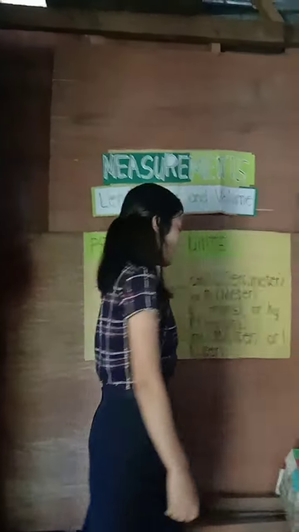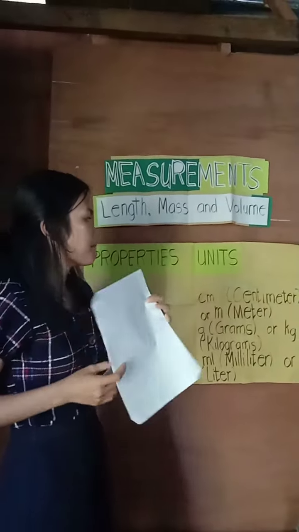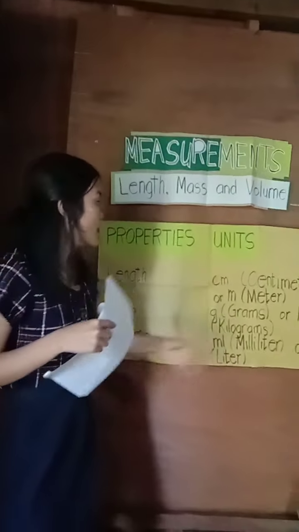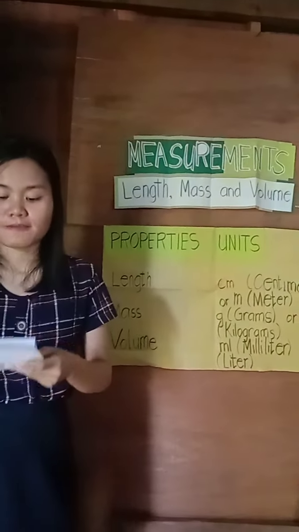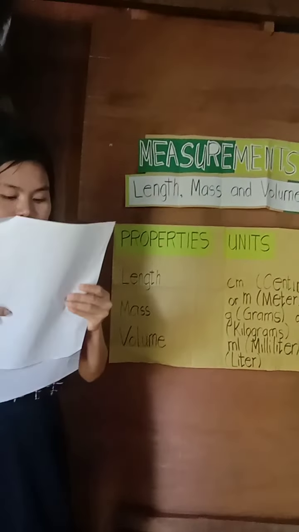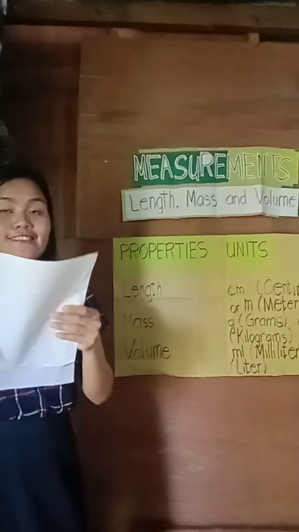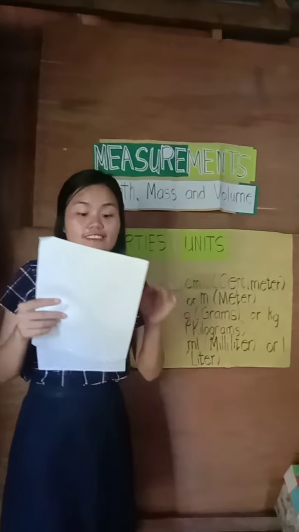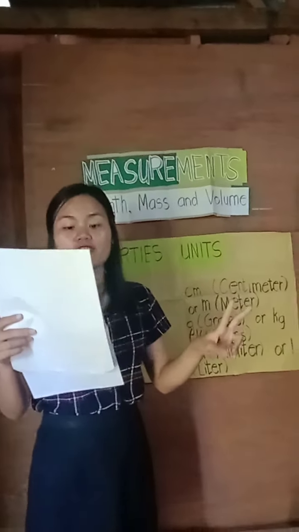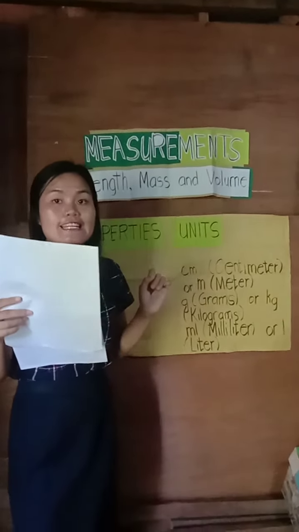Okay, so let us not remove the table, so you will have something to look into as our discussion goes. So we have a question to ponder. The question is: the length of the basketball court is letter A, 8 meter; letter B, 8 centimeter; letter C, 8 kilogram; and letter D, 8 liter.